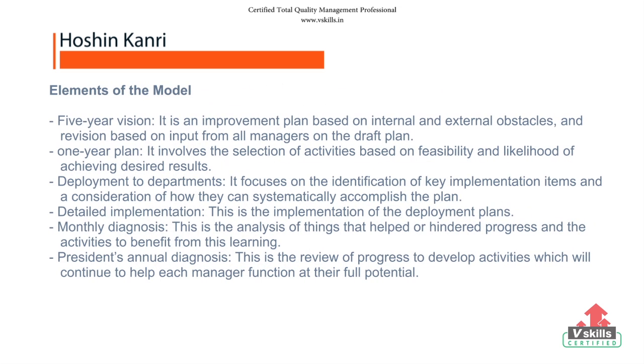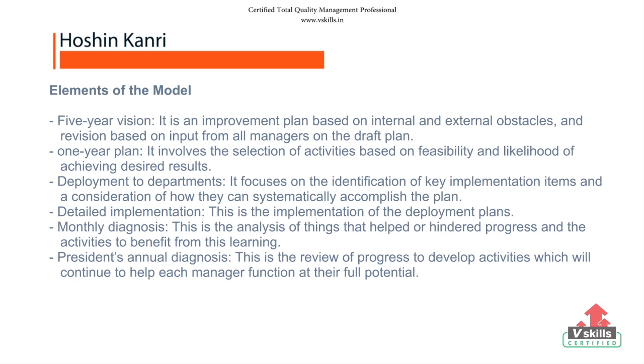The major elements of the model can be summarized as: Number 1. 5-year vision. It is an improvement plan based on internal and external obstacles and revision based on input from all managers on the draft plan. Number 2. 1-year plan. It involves the selection of activities based on feasibility and likelihood of achieving desired results. Number 3. Deployment to departments. It focuses on the identification of key implementation items and consideration of how they can systematically accomplish the plan. Number 4. Detailed implementation. This is the implementation of the deployment plans.